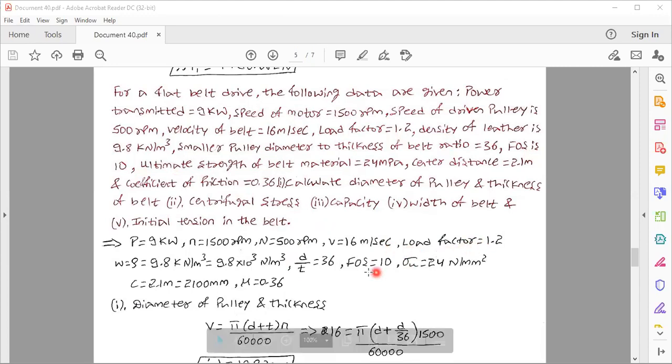FOS is 10. Ultimate strength of the belt material is 24 megapascal or Newton per mm square. Center distance is denoted by capital C. Center distance C is equal to 2.1 meter. The other dimensions are given in mm. That's why I convert this into Newton per mm square.